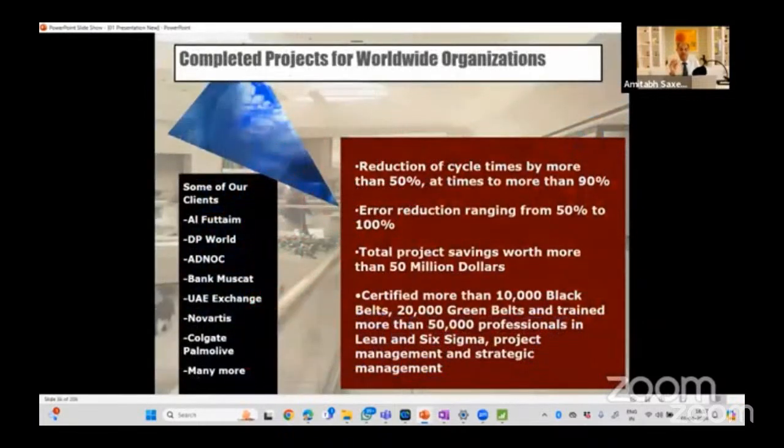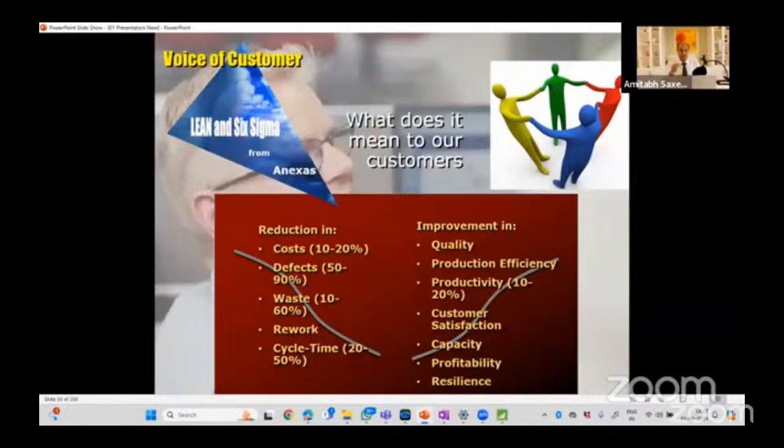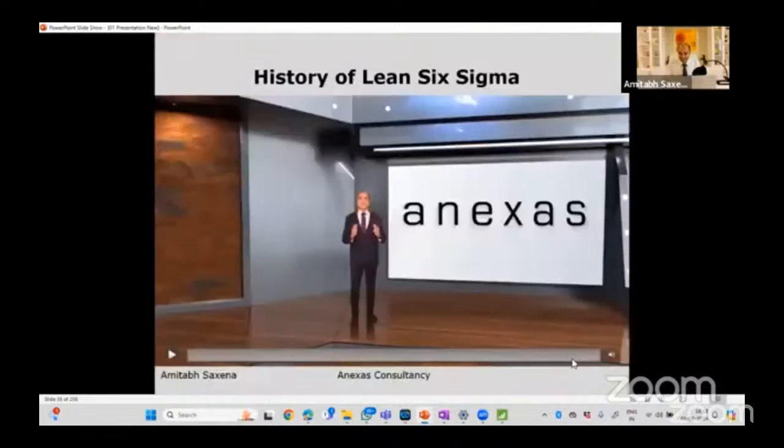So let me tell you what Lean and Six Sigma can do to the organization. It can reduce the cycle times, reduce the errors, and a lot of companies from our services have benefited. I just talked about it. So Lean and Six Sigma will reduce the costs, reduce the defects, reduce the waste, reduce the rework, reduce the cycle time, and it will improve the quality, production efficiency, productivity, customer satisfaction, capacity, profitability, and resilience. So which CEO would not love a person who can achieve all these things? So Lean and Six Sigma green belts and black belts are always loved by everyone. So what is this Lean and Six Sigma?